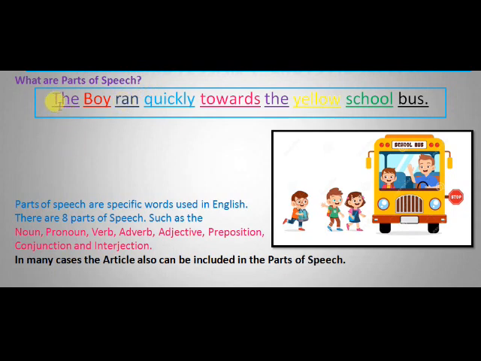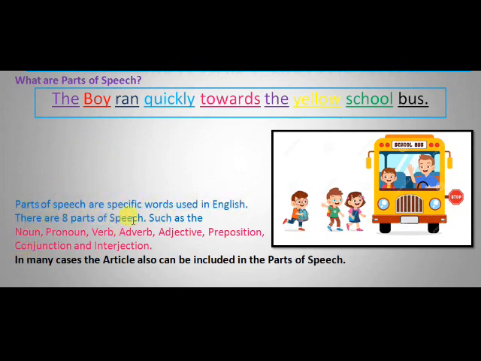For example, there is a small sentence in front of you, such as: the boy ran quickly towards the yellow bus, school bus. In this particular sentence, as you can see, I have underlined each and every word, because each and every word here is a part of speech. For learning English and understanding the usage of English, we should understand these parts of speech. So parts of speech are specific words used in English.